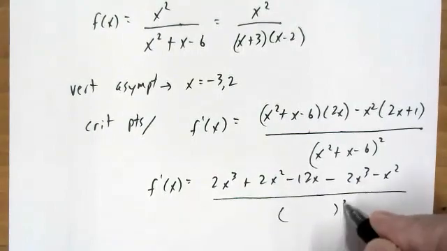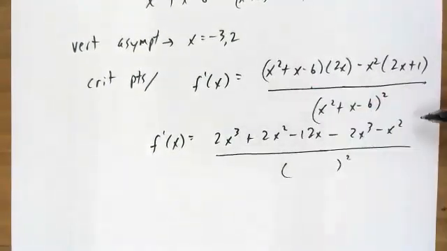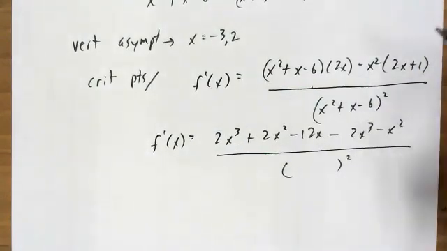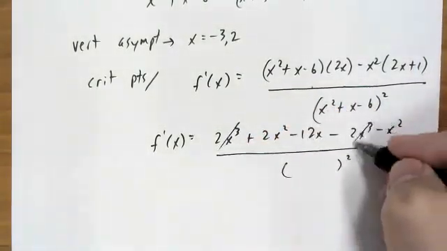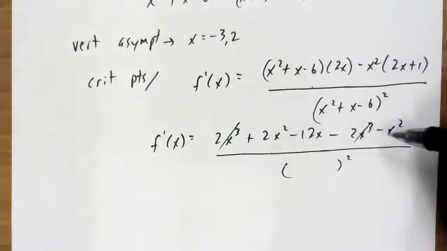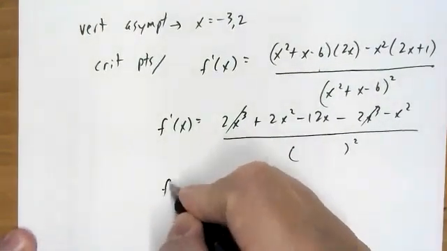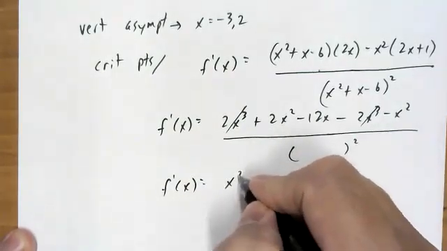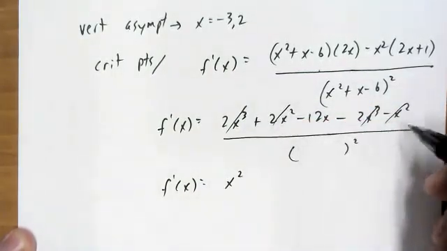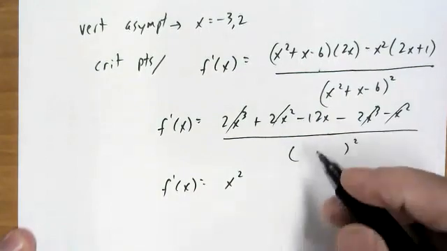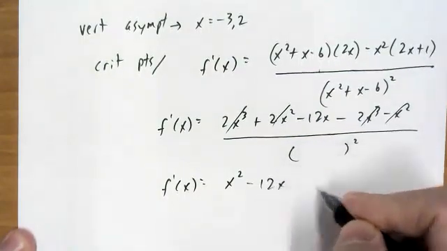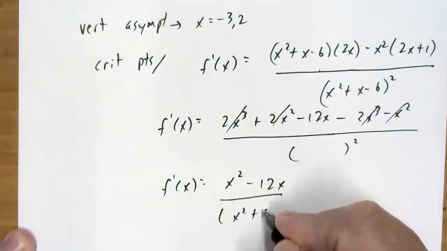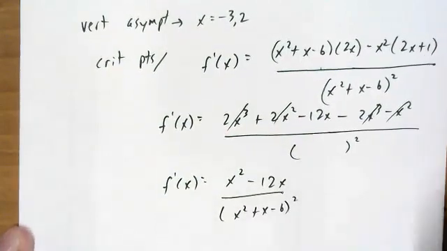And let me just write this, because right now I'm really trying to simplify this numerator. So 2x cubed minus 2x cubed, that's nice. Those cancel out. 2x squared minus x squared is just going to be x squared, then minus 12x, over x squared plus x minus 6 squared.